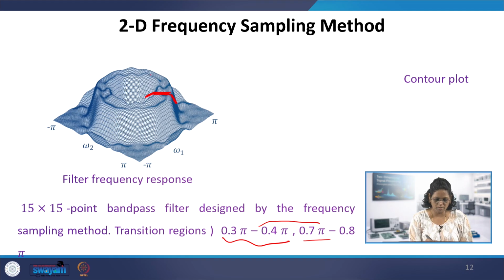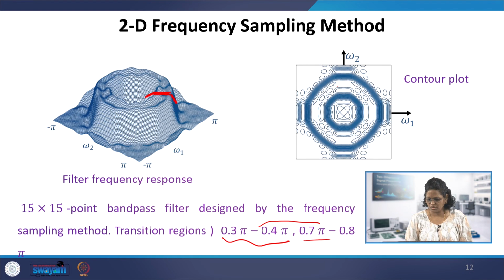So you can see the ripple in this portion here. This is also circularly symmetric. This is the example of this bandpass filter and its corresponding response. So here this band is passed. Here we have the 0.7 to 0.8, and this is the one which has 0.3 to 0.4. In between we have the passband here. This is a contour plot just to visualize the top view of it.